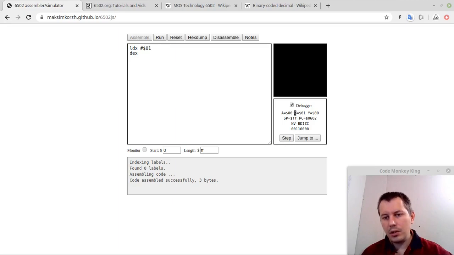Okay, so step one, initializing x to the value of 1. In the next step, subtracting 1, like decrementing 1, and it has the value of 0, so the 0 flag has been set to 1. So I hope it's clear.